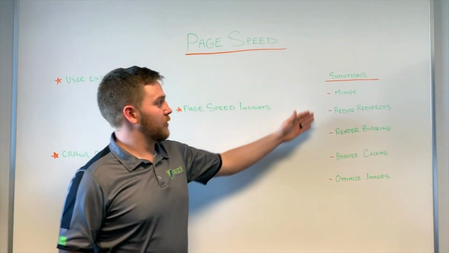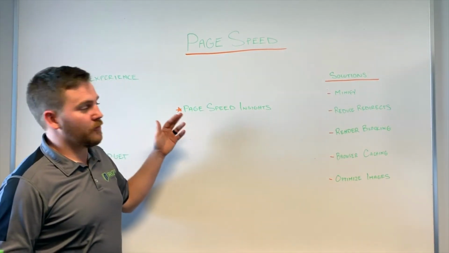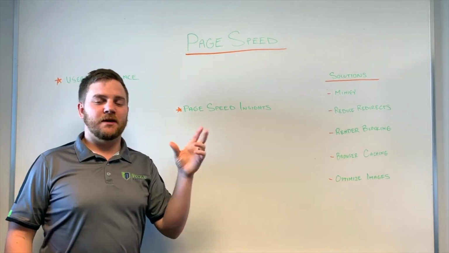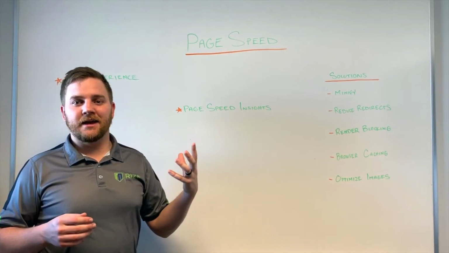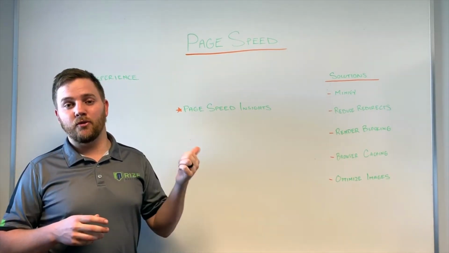Now that you've gone through and done all of those things, you should be able to go back into Google PageSpeed Insights, retype in your URL, and get a much better score. Usually we want to see high 80s, low 90s for both mobile and desktop.